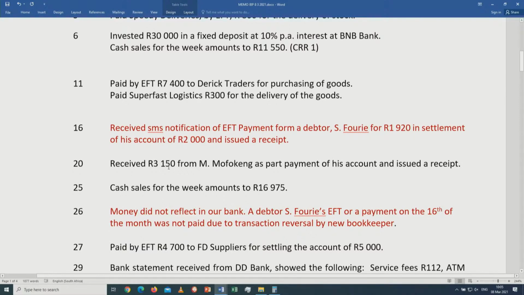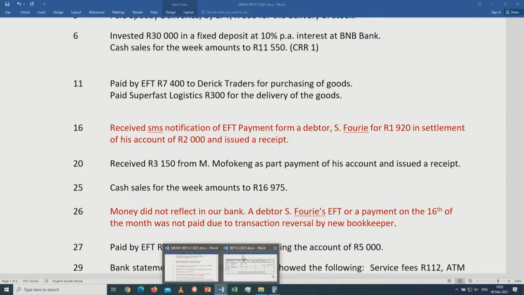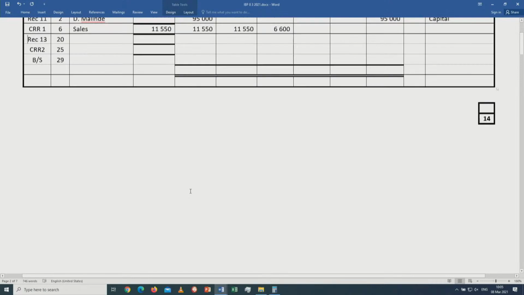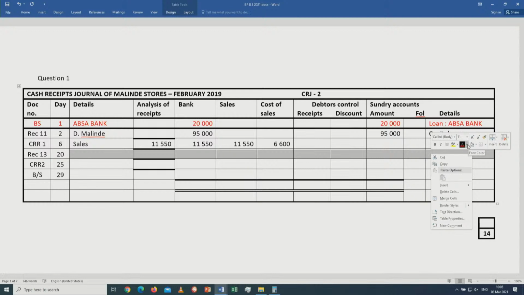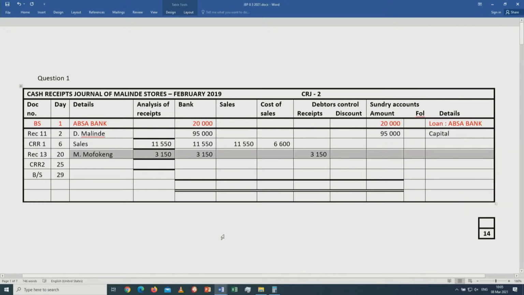Received 3,150 from M. Mufokeng as part of payment and issued a receipt, meaning it's a cash receipt because you have received. Therefore, you go to your cash receipts on the 20th. This is how it will look. On the 20th, it will be M. Mufokeng. You received 3,150 under your analysis of receipts. And then you go to your bank, 3,150. Then under debtors control, 3,150. It's your cash receipts.